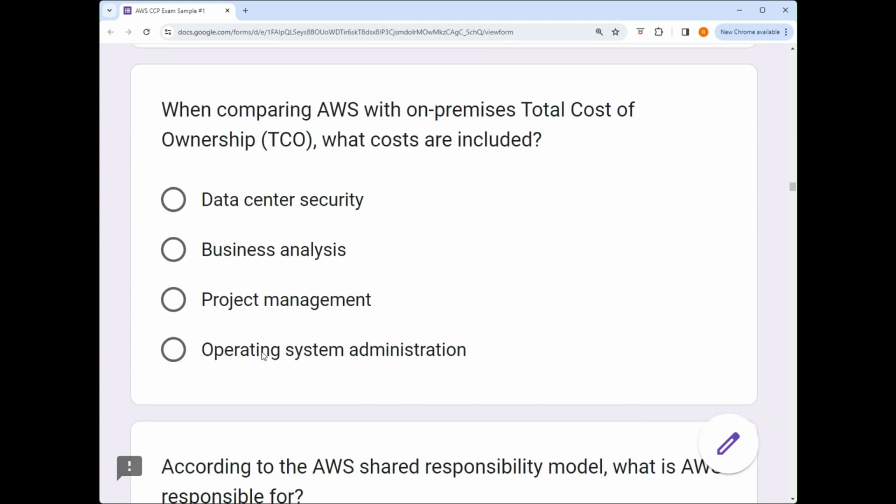When comparing AWS with on-premises total cost of ownership, TCO, what costs are included? Data center security. Business analysis. Project management. Operating system administration. Correct answer. Data center security.